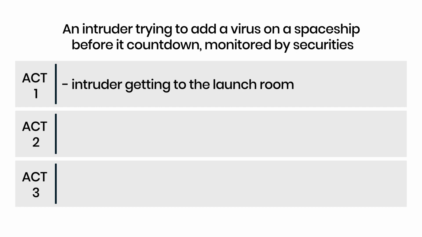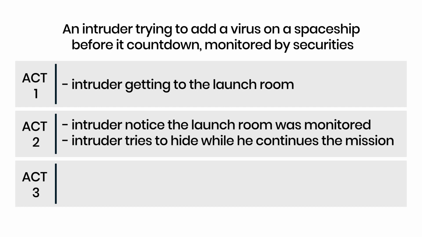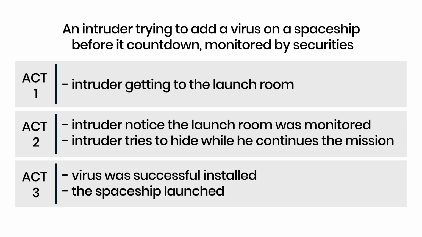For Act 2, the main event here is while trying to set the virus but discovering there are obstacles, which are the security. So I'm going to write down intruder noticed the lunchroom was monitored. Intruder tries to hide while he continues his mission. For Act 3, I think the resolution part of this story should be virus was successfully installed, the spaceship launched. We can refer to this as the outline.